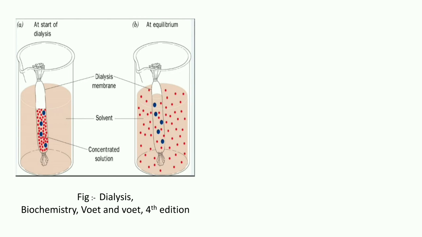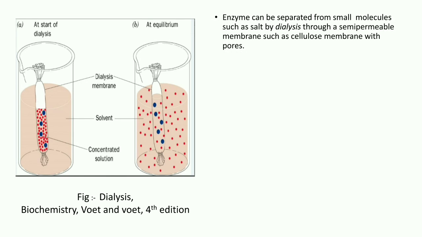So this is a diagram of dialysis. Enzymes can be separated from small molecules such as salts by dialysis through a semi-permeable membrane. This semi-permeable membrane can be made up of materials such as cellulose and has small pores in it.